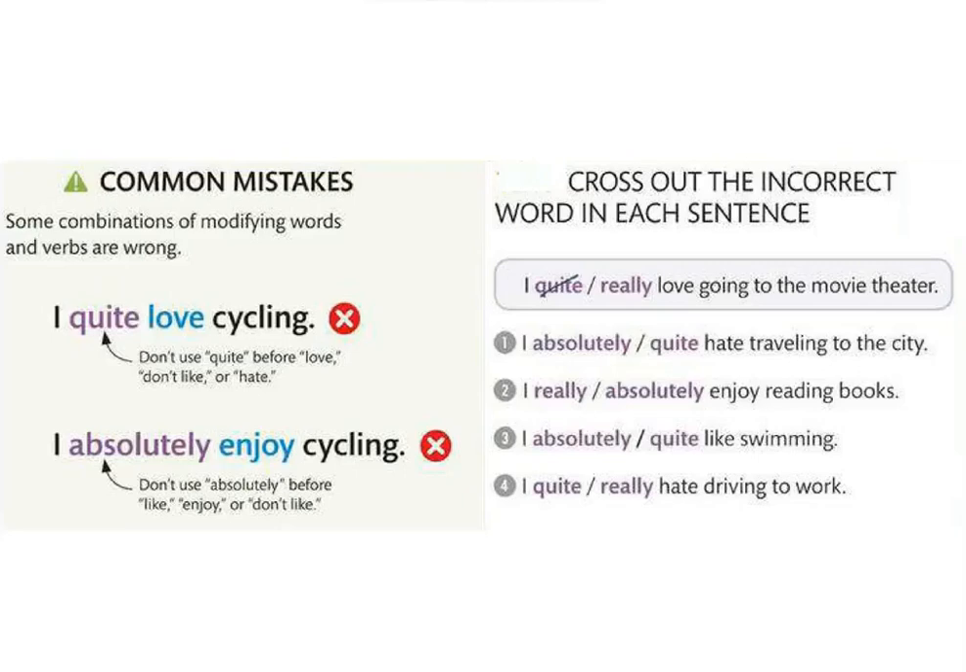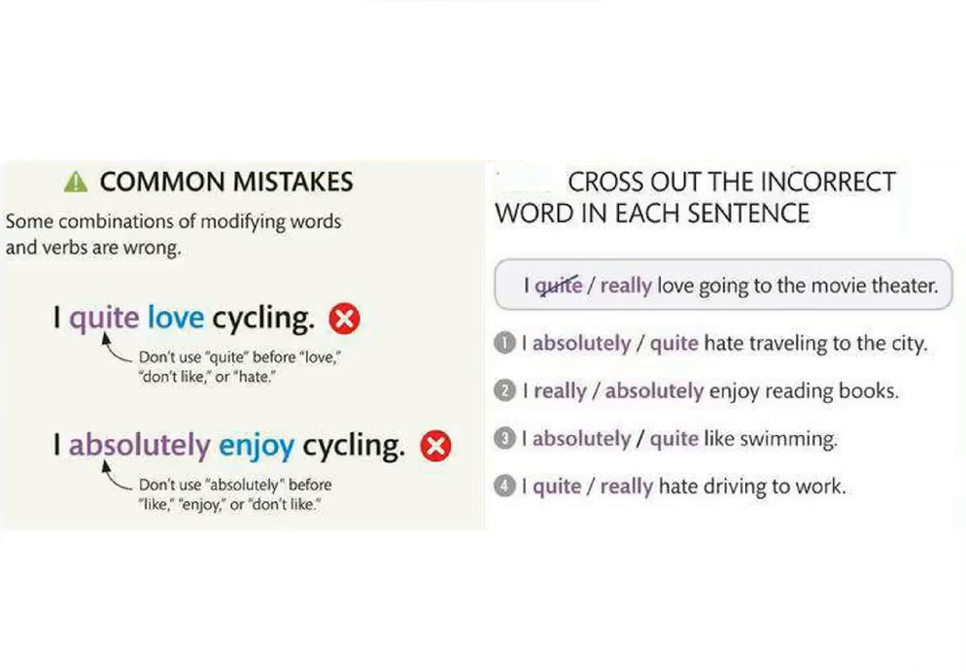There are some common mistakes here. We have to be careful. Some combinations of modifying words and verbs are wrong. Sometimes we don't put any modifying word before a verb. We don't say I quite love cycling. We don't use quite before love, don't like, or hate. We usually use it before enjoy or like. We don't use absolutely before like, enjoy or don't like, because it is extreme. We prefer to use it before, for example, love. Love is strong, so we can use that before it.